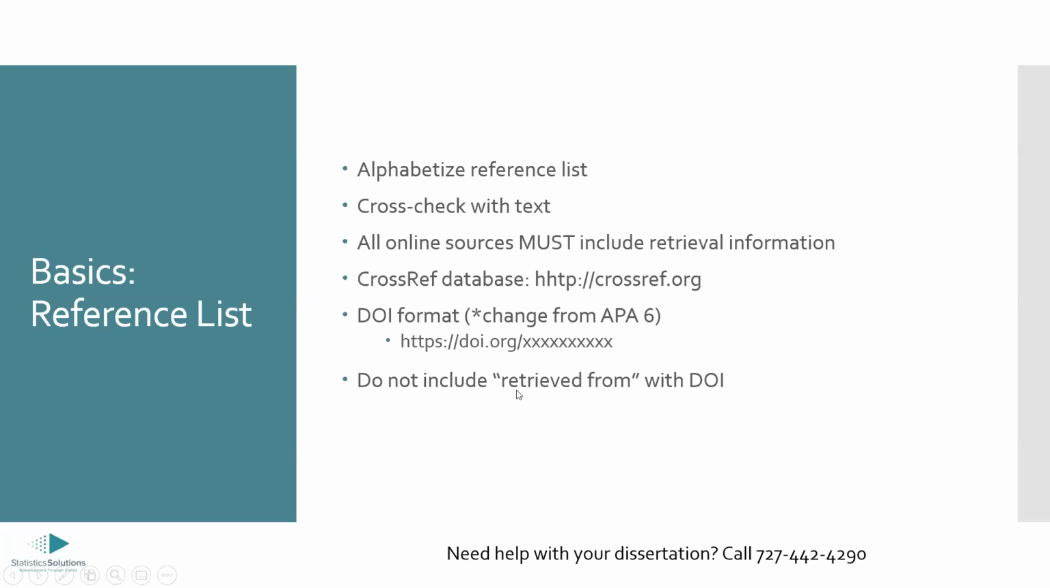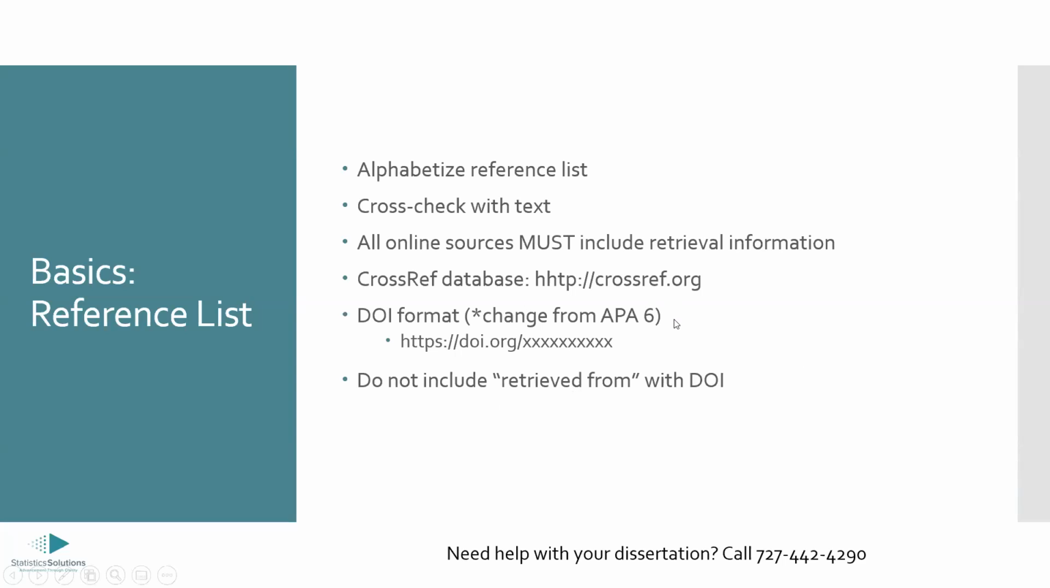However, within your actual citation, you're never going to write "retrieved from." You're always just going to write either a period after the page number, or the journal title, volume number, period. And then you'd literally just put either the database link or just the DOI.